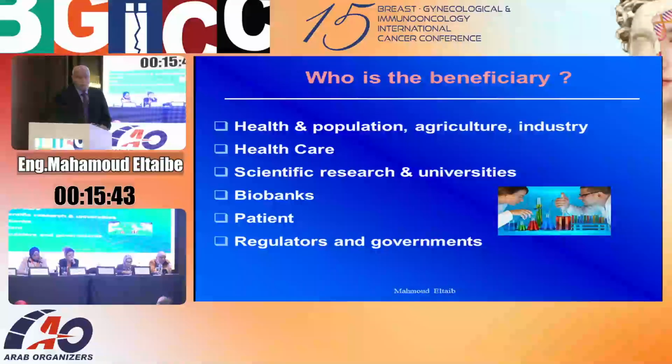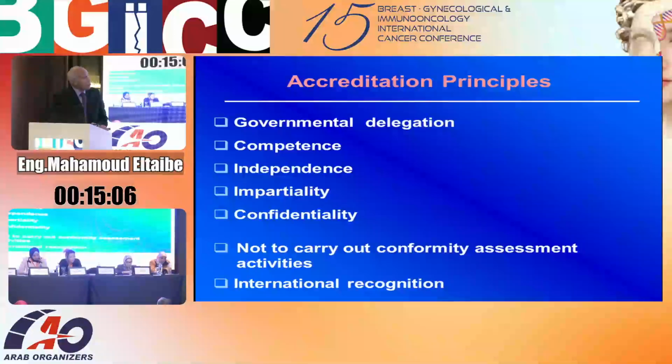Who are the beneficiaries from accreditation of biobanks? Normally health and population, agriculture, industry, because a biobank is not only limited to human samples. It can be human samples, it can be plants, it can be animals. That's why health, population, agriculture, and industry benefit from the accreditation. Healthcare organizations, scientific research, universities, and biobanks themselves benefit from accreditation. Patients, regulators, and governments also benefit from the accreditation.